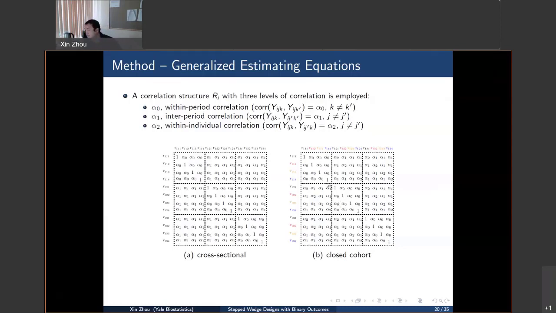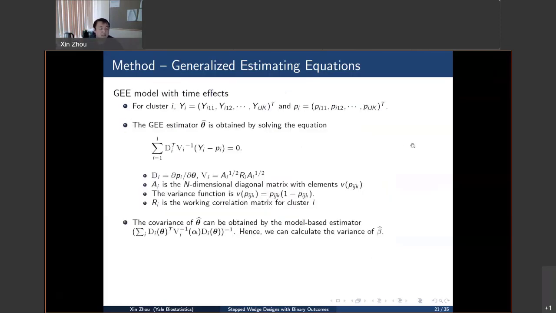Okay, that's for the variance model. And the mean model and the variance model are connected by these generalized estimating equations. Here, Yi collects all outcomes from cluster i. Yi stacks all outcomes into a vector, and similarly, Pi stacks all probabilities into a vector. And Vi here is the variance-covariance matrix of Yi, and it's defined in this way. Here, Ri is the working correlation matrix as specified on the previous slide for the variance model.